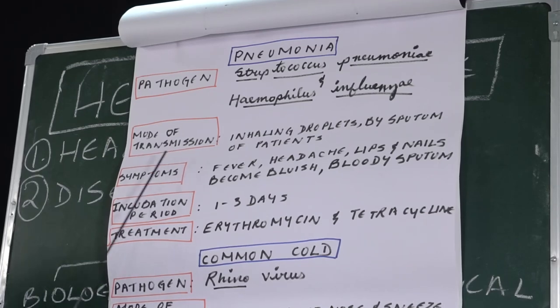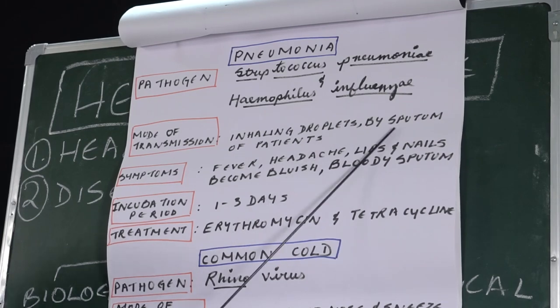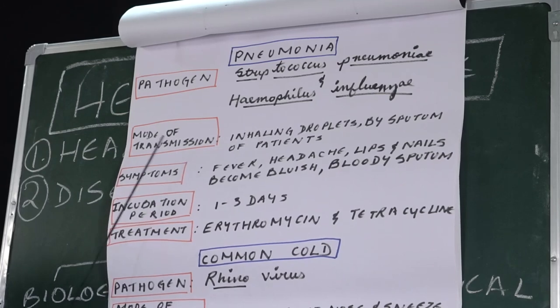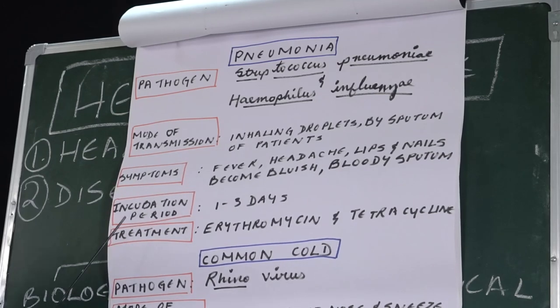So how are they transmitted? You know that basically it's through inhalation of droplets by sputum of patients. That means the spit that comes out of the patient, if they do not put it in a proper area, like a proper dustbin, and it is out in the open, then it will lead to transmission of pneumonia. Remember that.